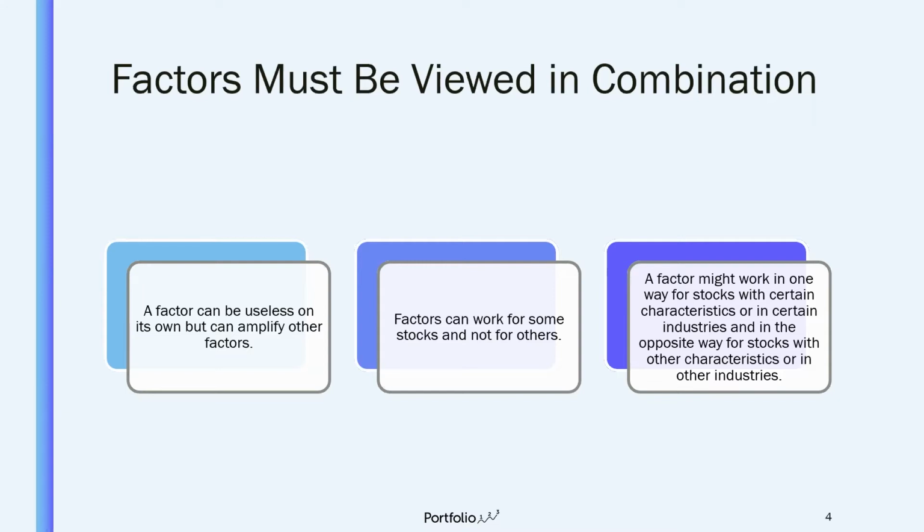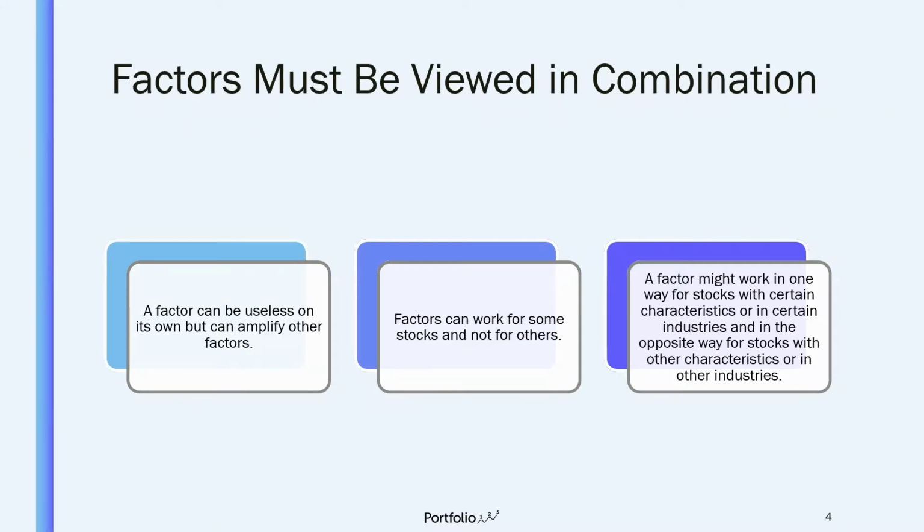Now, factors can work for some stocks and not for others. For example, inventory reduction is a good factor if you're looking at retail companies, but it's totally useless if you're looking at software. And then factors might work one way for stocks with certain characteristics or in certain industries, and the opposite way for stocks with other characteristics or in other industries. A good example there is debt. Debt is a factor that will work against you in most industries, but it'll work in your favor if you're looking at banks. Banks really need to have debt. That's how they make money.